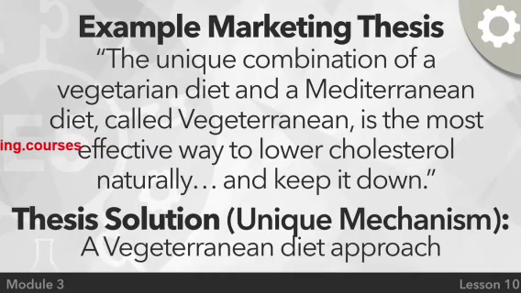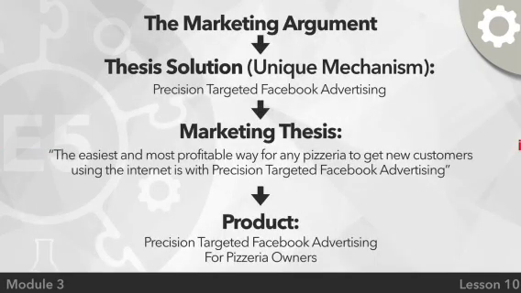So here's how this breaks down so that you can see this all together. We've got our marketing argument that you're going to learn how to create in the next module. The marketing argument establishes the thesis solution. It gets buy-in to the thesis solution. It gets that thesis solution accepted and believed. That, in this case, the precision targeted Facebook advertising is the way for any pizzeria owner to easily and quickly get new customers from the internet profitably.